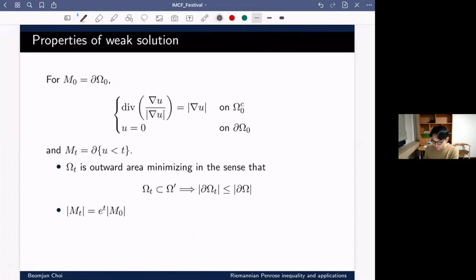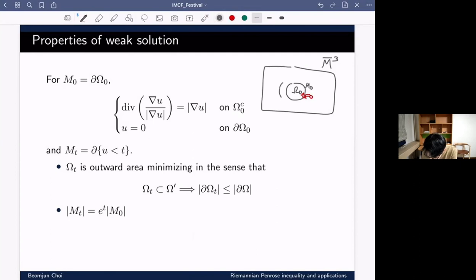So let me consider how they define the weak solution. The weak solution they defined is the level set solution. So the inverse mean curvature flow, if we define it using the level set method, is a degenerate elliptic equation of this form. So here is my M3 manifold. If this is my initial region, and this is my initial surface, M0, then of course the arrival time at this initial surface is 0.